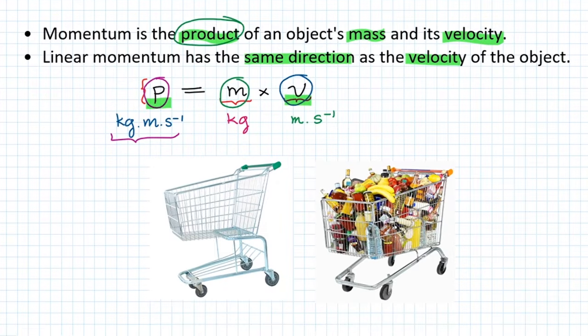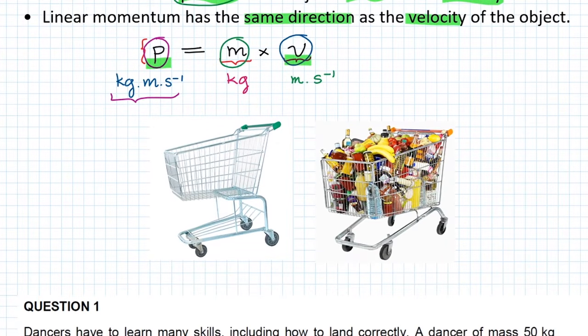So currently displayed on your screen, I'm sure that you can see two trolleys. The one on the left seems to have a smaller mass than the one on the right hand side, since the one on the right hand side is filled with lots and lots of groceries. So if I ask you the following question, I say to you, both of the trolleys are traveling towards you at a speed of 0.5 meters per second. Which trolley is going to hit you harder if, of course, one of the trolleys bumps into you?